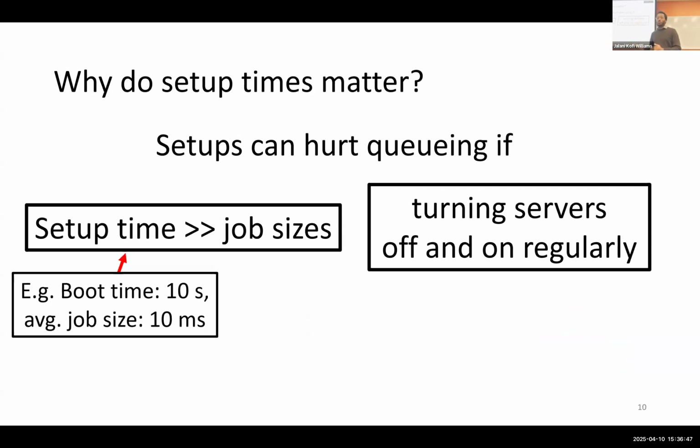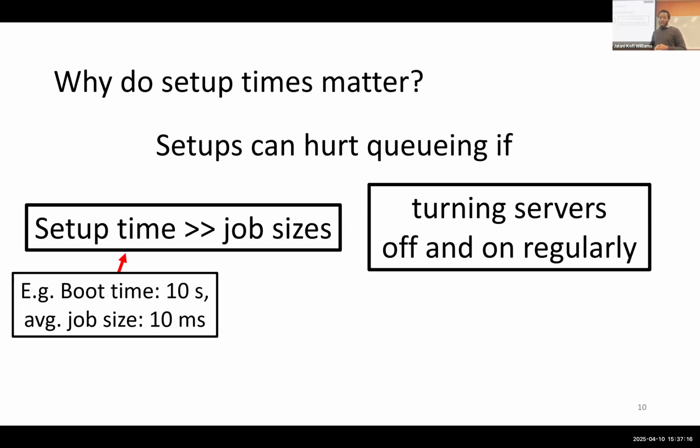For example, if booting up a new instance of your application takes around 10 seconds, which is very, very fast, and your average job size or the latency that you're trying to target is around 10 milliseconds, then that's a 1,000-fold difference in size right there. And the 100-fold, 1,000-fold, 10,000-fold difference between setup times and job sizes is very common in a lot of computing applications.